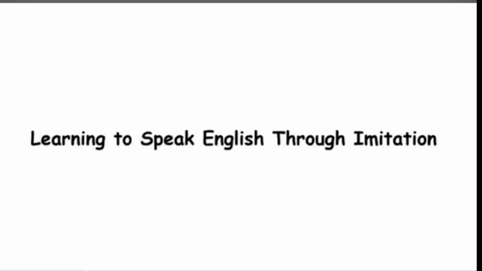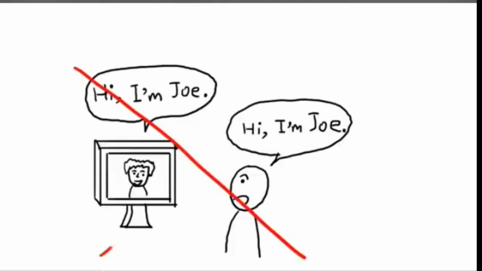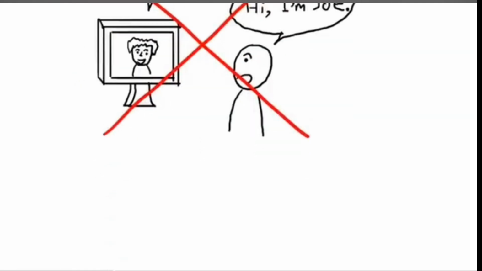Here I am asking you to imitate, which means I'm not asking you to repeat each sentence after a native speaker. You just need to repeat each sentence in your own words. What is meant by that? You have to repeat each sentence in your own words. So let's see the example.